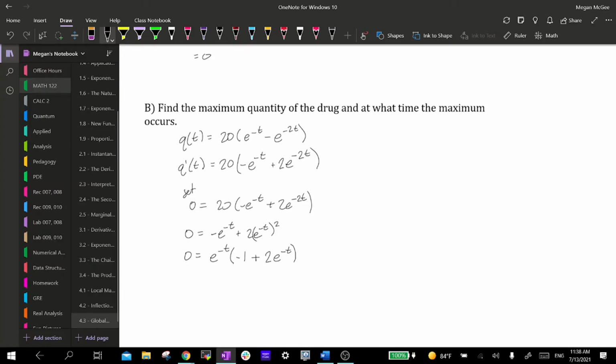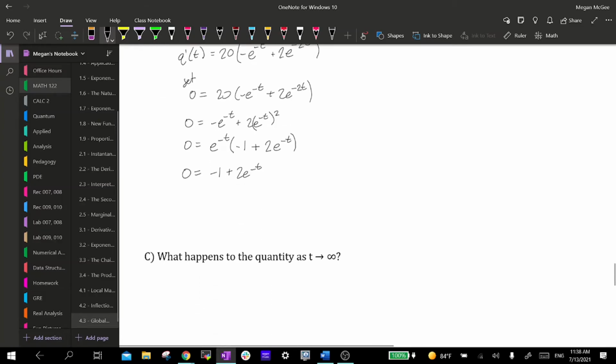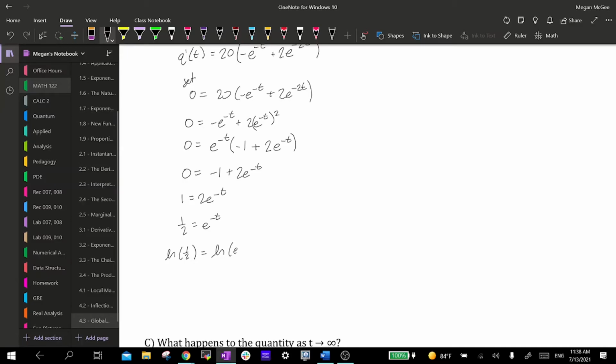So we go ahead and divide out by this e to the negative t. We get negative 1 plus 2e to the negative t. So add 1 to both sides. We get 1 is equal to 2e to the negative t, so 1 half is e to the negative t, and go ahead and take the natural log of this. 1 half is equal to the natural log of e to the negative t.